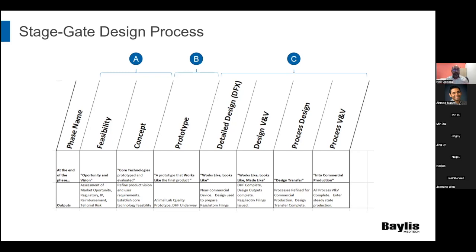We know how to control it. It's not totally avant-garde. If we can demonstrate that there's a need and the core technology is functional, then we have feasibility. Then the prototype phase would obviously make a lot more sense. Then we're going to build around that and develop something that works like the final product.